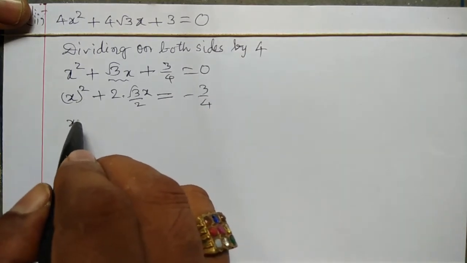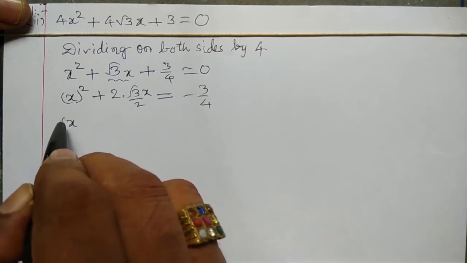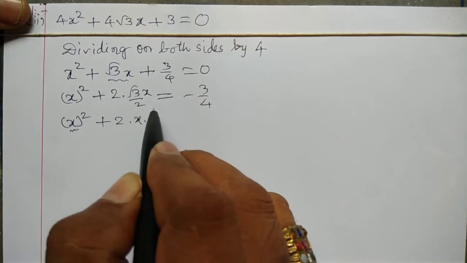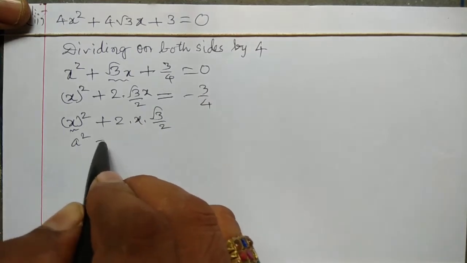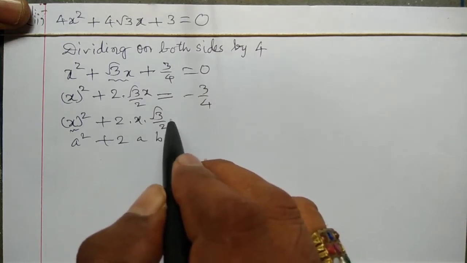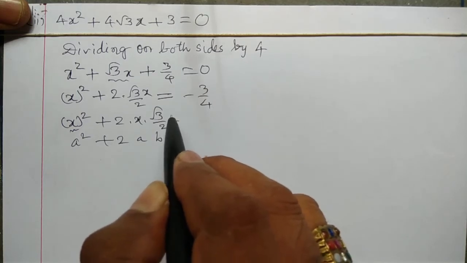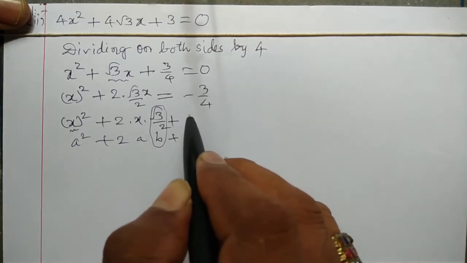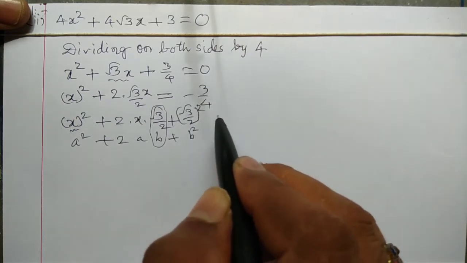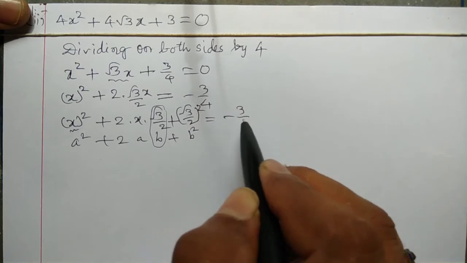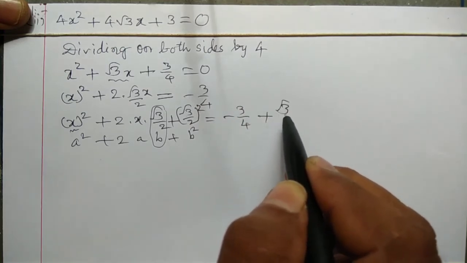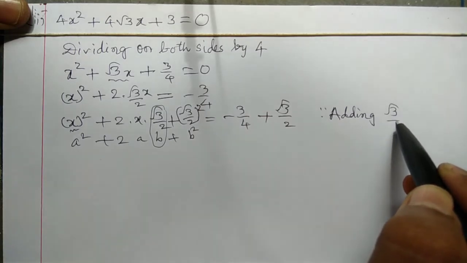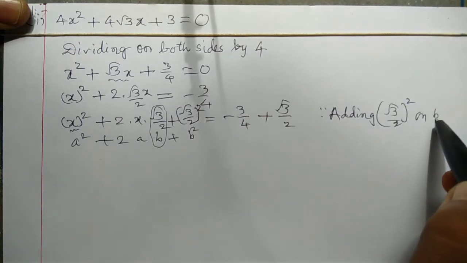We can write it clearly in the form of a² + 2ab + b²: x² + 2ab with a being x and b being √3/2. Here there is no b² term, so in place of b we have √3/2, and we have to add (√3/2)² on both sides: −3/4 plus (√3/2)², because we are adding (√3/2)² on both sides.